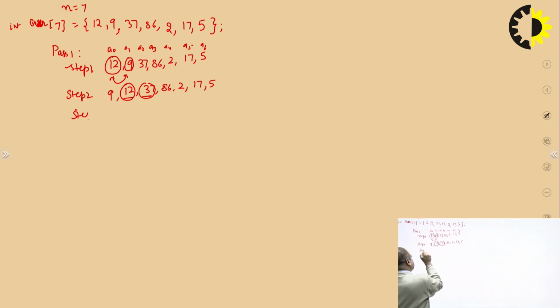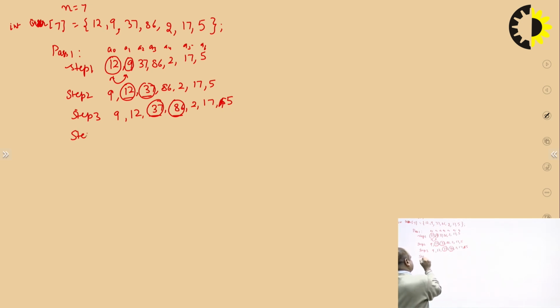Next, step 3. In step 3, we will compare the third element, a of 2, with the a of 3 element: 37 and 86. As we see, 37 is smaller than 86, so no swap will be there. The rest of the elements will remain the same.